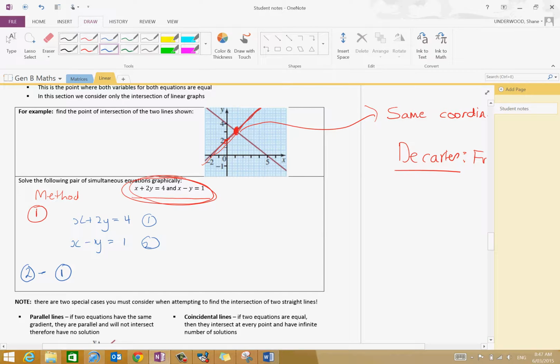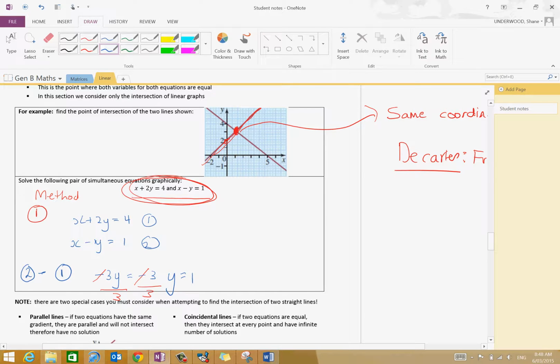So x take away x is 0. Minus y minus 2y is minus 3y. And 1 minus 4, minus 3. Have a look at that, because these negatives are going to cancel each other out. And then I can divide both sides by 3, and we're doing this by hand. Y is equal to what? Y is equal to 1.